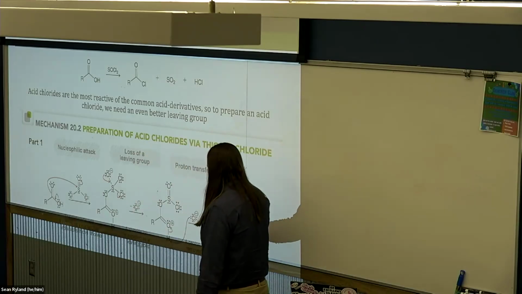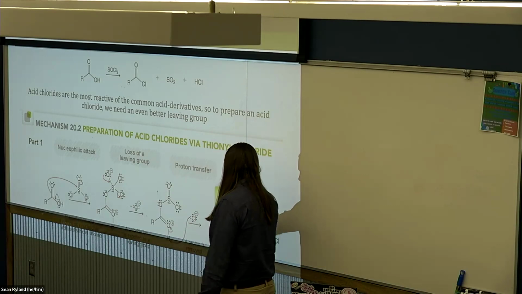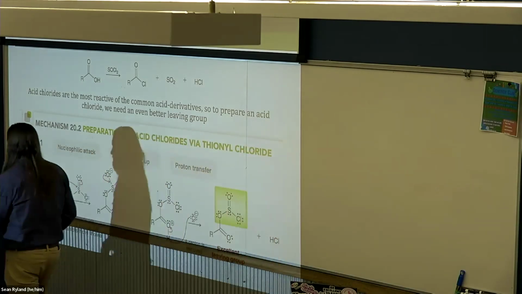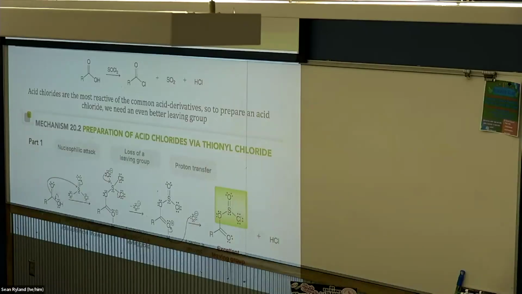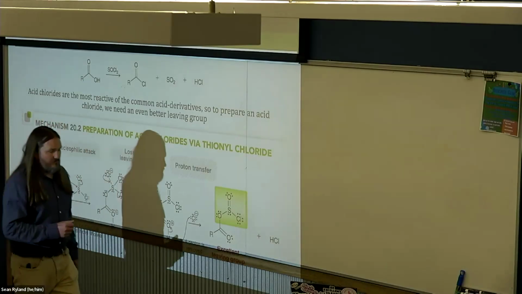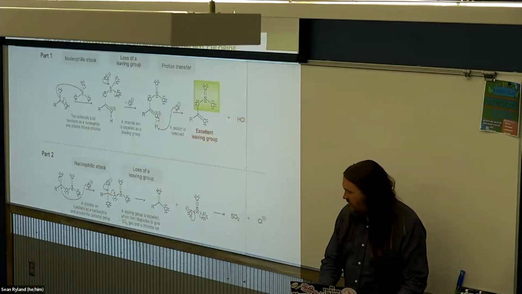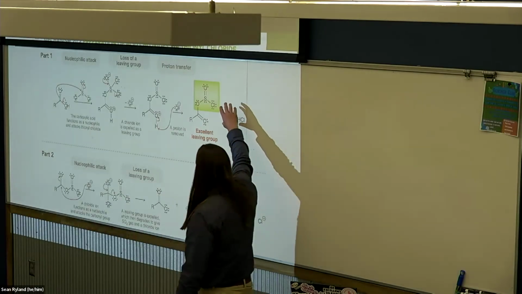So now we wind up making this. You could also consider this an acid derivative, because it's still a carbonyl attached to something that's a really good leaving group. It's just a more specific one that we don't see very often. It's so unstable that we don't really see it show up very often. So we made this leaving group.